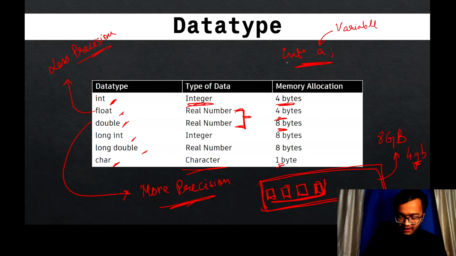which is of what data type? It is of integer data type. That means it is supposed to hold only numbers. It can be negative numbers also, it can be positive numbers also.